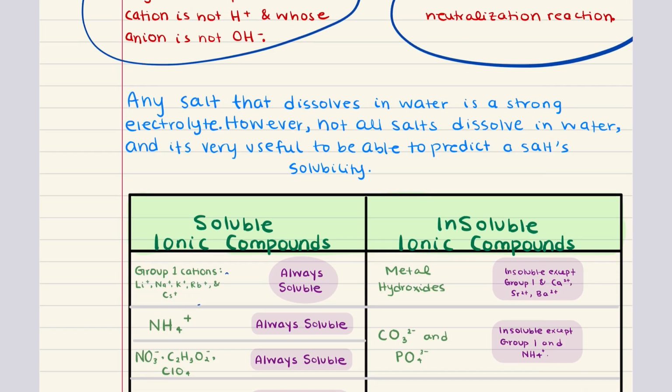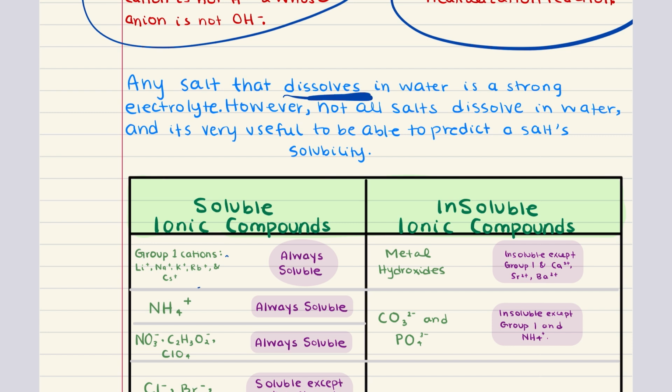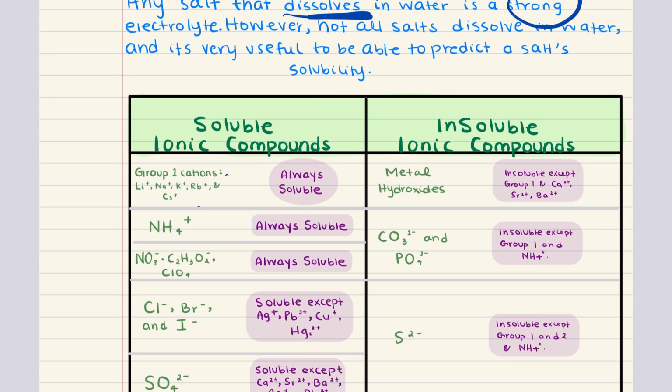Any salt that dissolves in water is a strong electrolyte. However, not all salts dissolve in water, so it's going to be really useful to be able to predict a salt's solubility. This chart right here summarizes some of the important things to keep in mind in regards to our solubility rules. Let's go over this because this is going to be extremely important for the rest of this chapter.